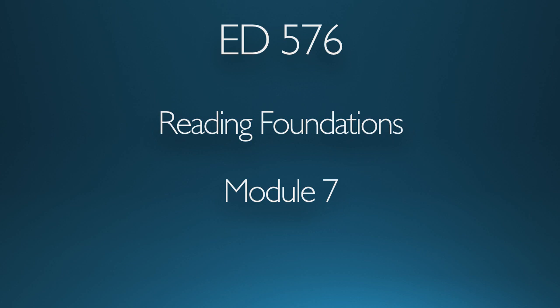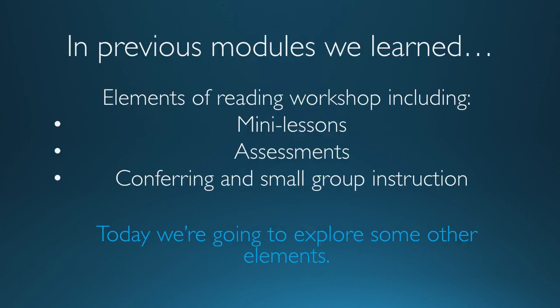Today we will work through module number 7, and this is the last formal module for this course. In the previous modules, we learned about workshop teaching, including learning about mini lessons, assessments, and small group instruction. Today we're going to explore more elements of a balanced literacy program, elements outside of the reading workshop.